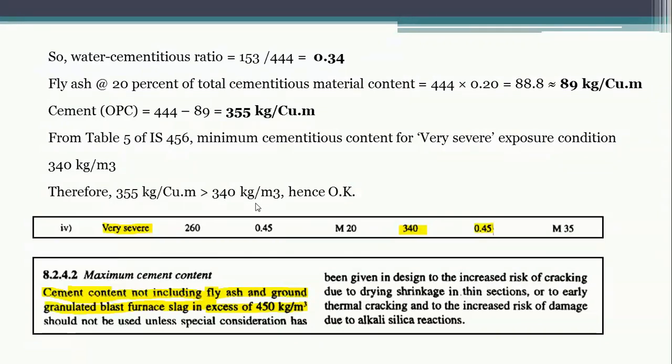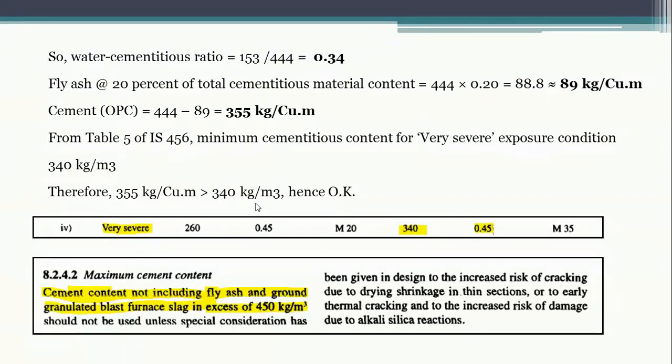Now here the fly ash percentage that we use is 20%. As I told, the ideal is in between 20 to 30, or if they give the data in the question, you can use that data only, or else you can take the percentage replacement of fly ash in between 20 to 30. So in this problem I have taken 20. So fly ash at 20 percentage of total cementitious content, so 444 into 0.20, that is 89 kg per m cube. Out of the total cementitious content of 444, we are using only 20% fly ash.